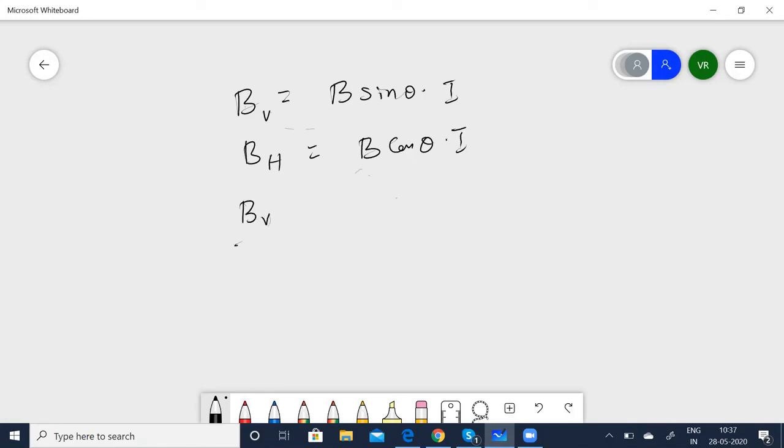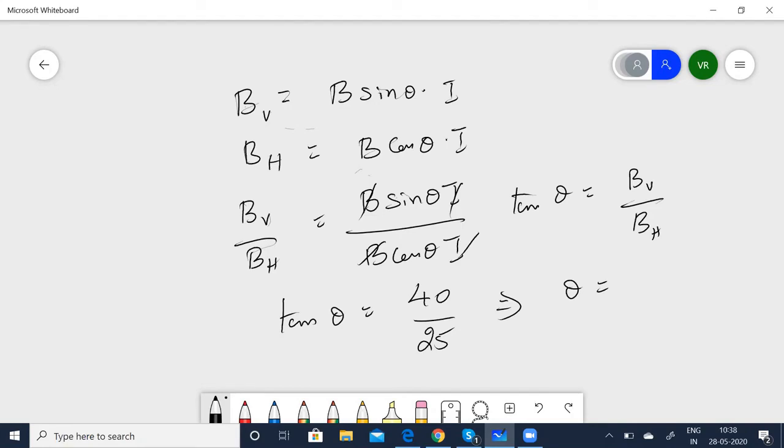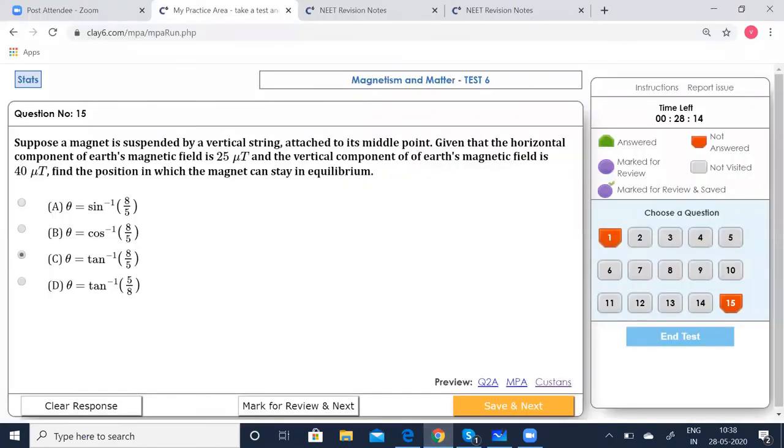So BV by BH is equal to B sine theta into I by B cos theta into I. So B gets cancelled, I gets cancelled. So tan theta is equal to BV by BH, right? Now tan theta is equal to BV, given as 40, and BH, given as 25. So substitute. This implies theta is equal to, 8 fives are 40, 5 fives are 25, so tan inverse of 8 by 5. Okay, tan inverse of 8 by 5.